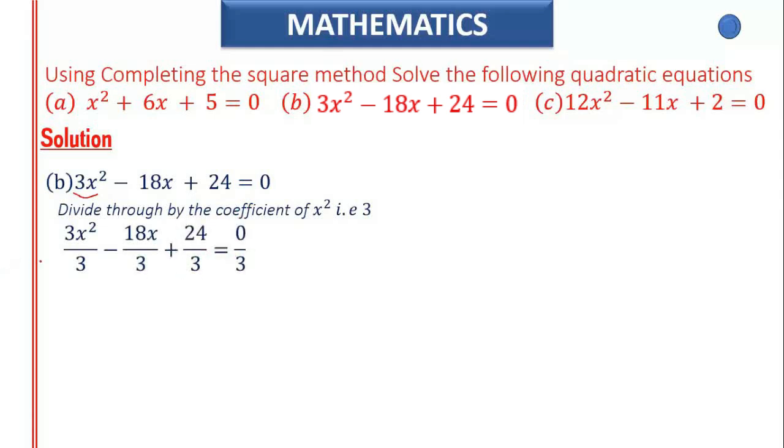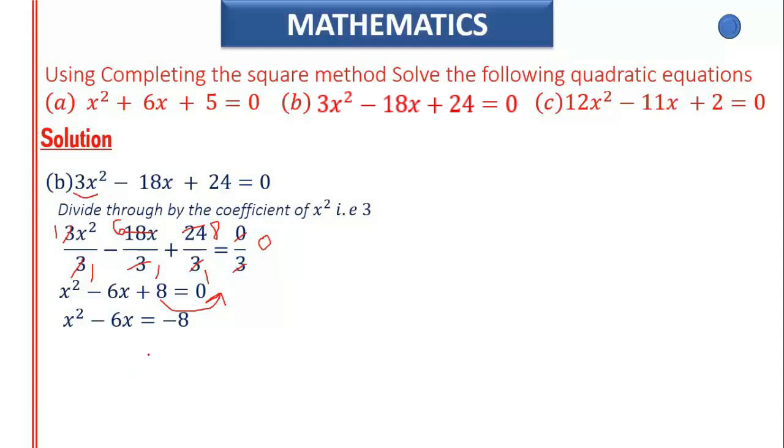Of course, 3 cancels 3 to give 1, 18 divided by 3 gives 6, and 24 divided by 3 gives 8. Of course, 0 divided by 3 gives 0. That takes us to the next equation, which is x squared minus 6x plus 8 equals 0. From what you have there, we can apply the previous method. We take the 8 to the other side, and by reason of that, it becomes minus 8.